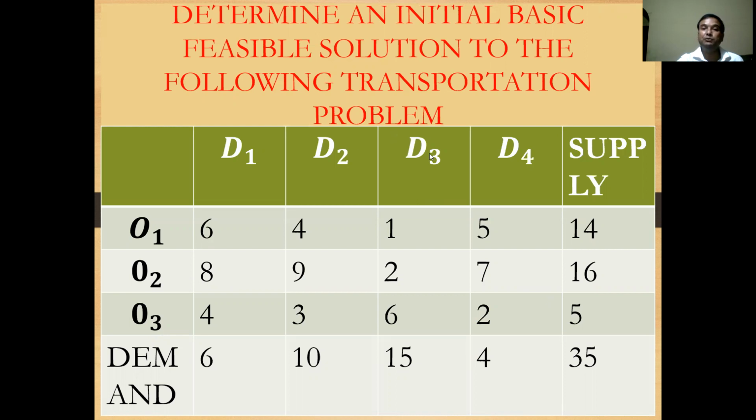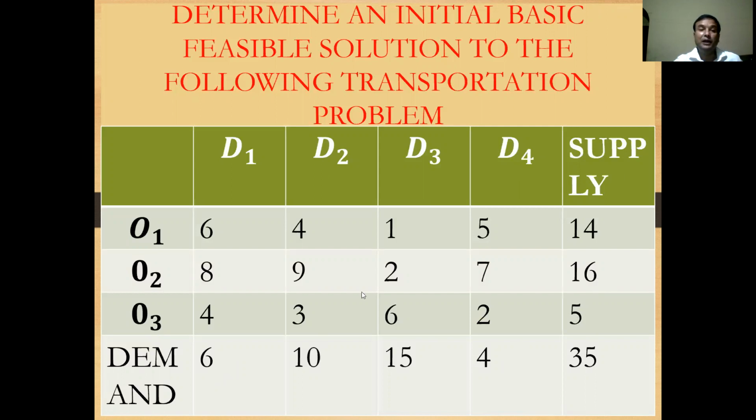These are D1, D2, D3, D4, meaning there are 4 destinations, and O1, O2, O3, meaning there are 3 origins. For demand, destination 1 has 6 requirements, destination 2 has 10 requirements, destination 3 has 15 demands, and destination 4 has 4 demands. The supply availability in the first origin is 14, the second origin is 16, and the third origin is 5.